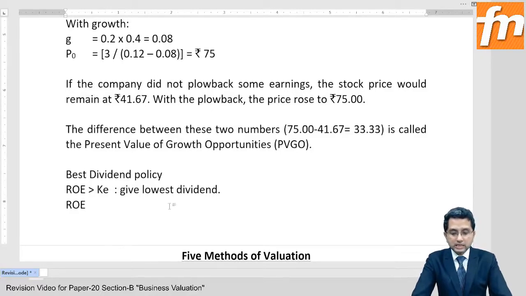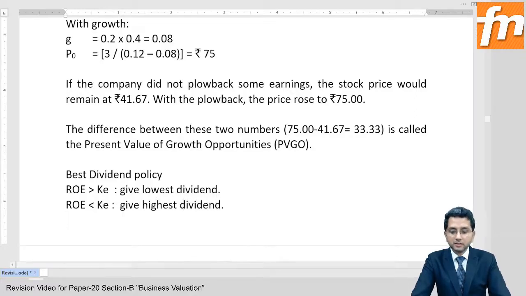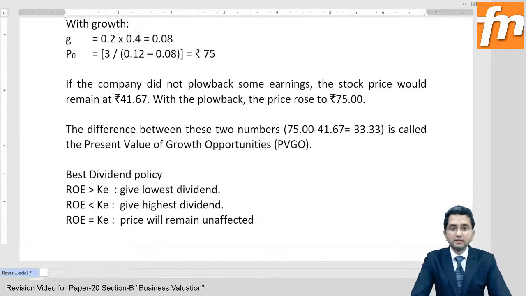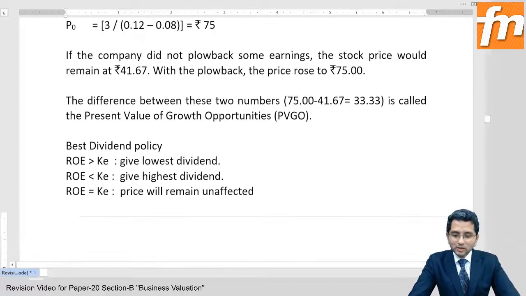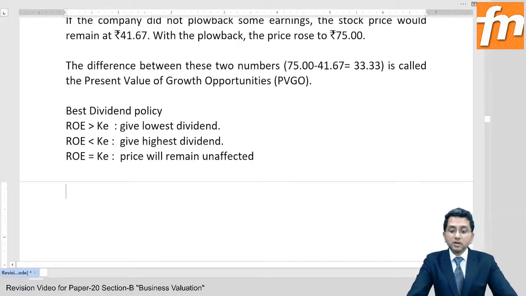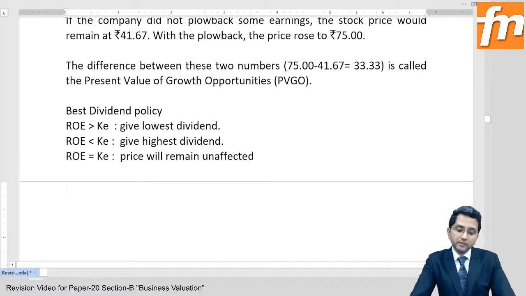If ROE is less than KE, then you should give highest dividend. If ROE is equal to KE, price will remain unaffected. Whatever is your dividend, price will not be affected. So let's create one example, because this was not a very good example to explain my point.